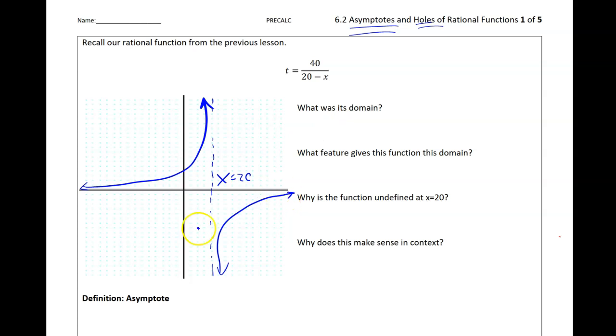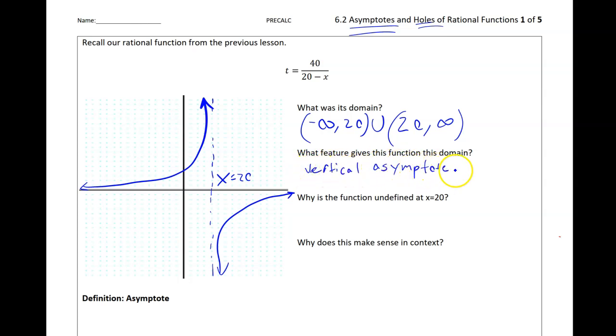rational functions. So the domain of our function, just our general function, we're not going to worry about the context for this, would be, of course, negative infinity to 20, and then 20 to infinity. And we've already actually run into these types of functions when we were studying domain in depth, right? And the feature that gives this function this domain is it has what we're going to call an asymptote. And specifically, it's a vertical asymptote.